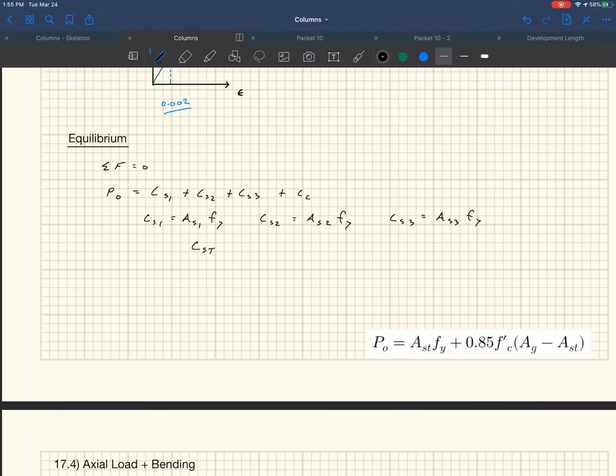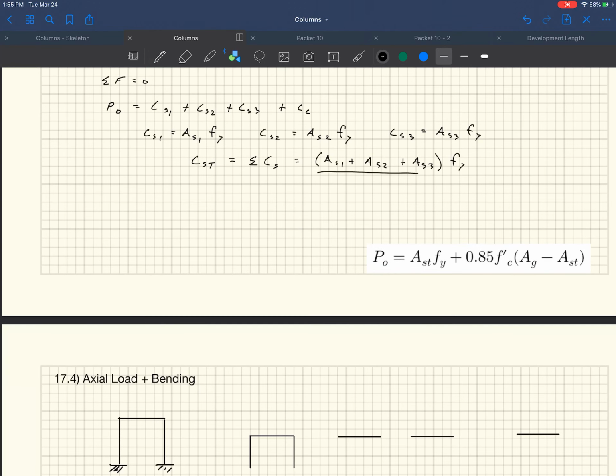We can talk about the total amount of steel compression force. That's equal to the sum of all of these CS's, right? Which is, we can lump these things, AS1 plus AS2 plus AS3 times Fy. And this is what we're going to call AS total, which we already jumped ahead a little bit on this. That's the total amount of steel. Sum them all up. All right.